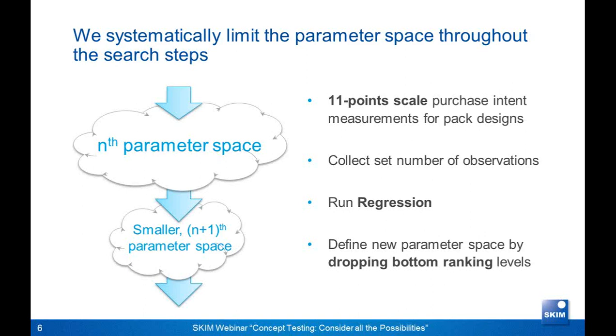And then we start dropping bottom-ranking levels. We drop those items, those claims, those pictures, those logos that don't have a positive impact on purchase intent. This way we restrict the parameter space. And then we start all over again, collecting more information and trying to identify what really works, dropping those elements that don't have a positive impact.